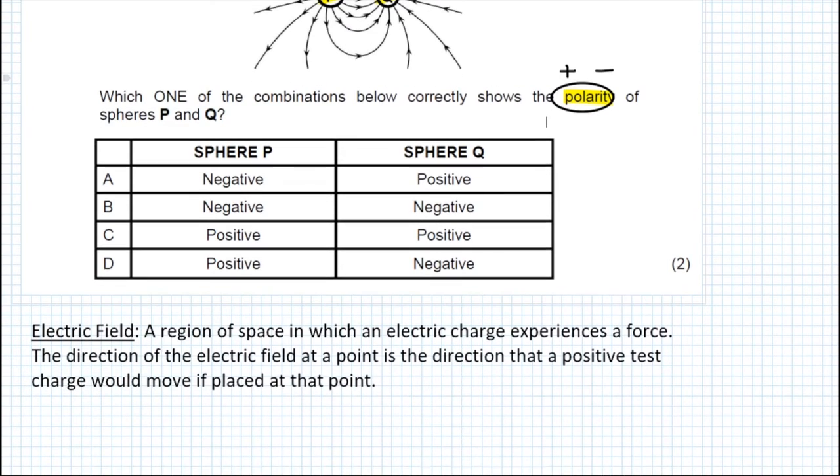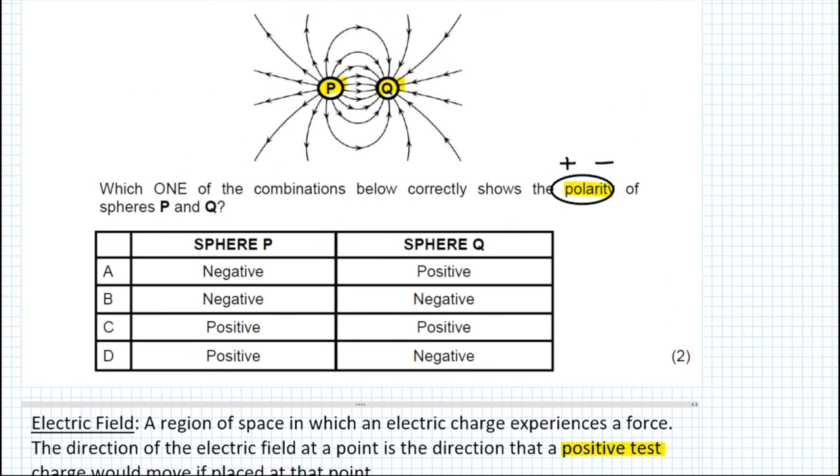Now remember, when we speak about the direction of an electric field, we say that the direction of an electric field at a point is the direction in which a positive test charge would move. Therefore, electric field lines are going to point away from a positively charged object, and they are going to point towards a negatively charged object.